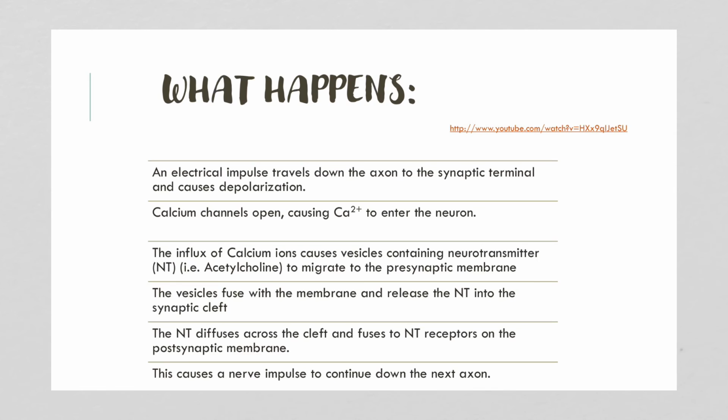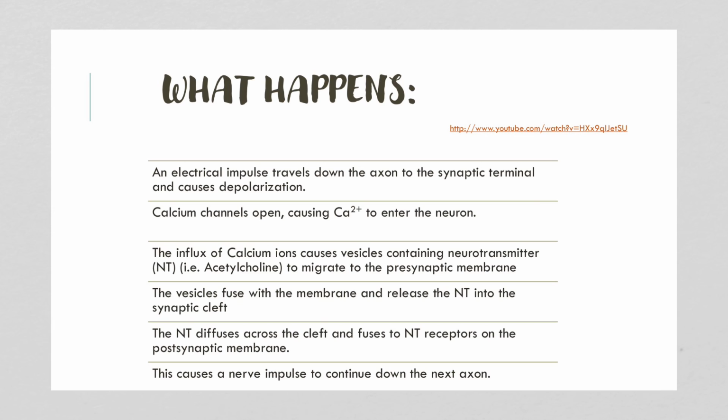So this is what happens. An electrical impulse travels down the axon to the synaptic terminal. It causes it to get depolarized. In this case, calcium channels open and calcium ions enter the neuron. The influx of calcium ions causes vesicles containing the neurotransmitter, like acetylcholine as an example, to migrate to the presynaptic membrane. The vesicles will fuse with the membrane and release the neurotransmitter into the cleft, the space between.